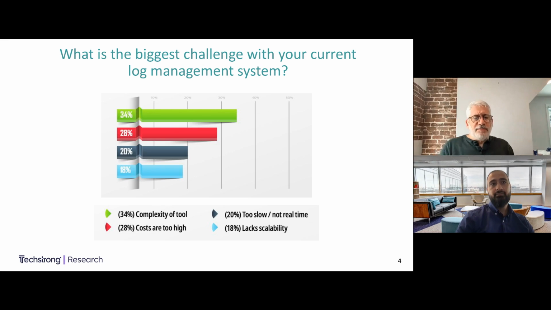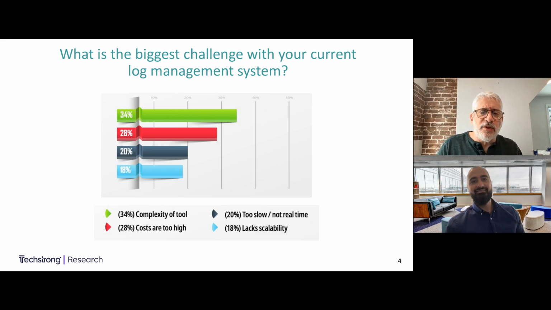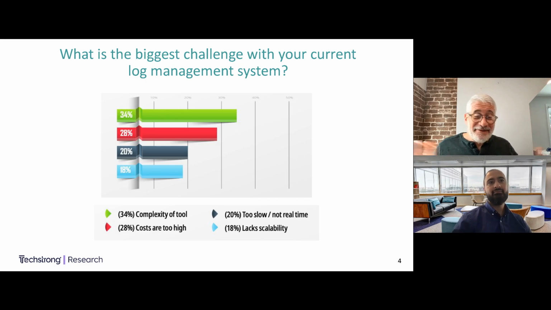Good. Okay, I guess we should get back to our challenges here, right? What are the biggest challenges with your current log system? And I guess I described a number of them already, right? 34%, the complexity of the tool. How am I going to use that? How am I going to manage it? How am I going to scale it out? How am I going to get my data in? So ingestion and connectors and all of that kind of fun stuff, right?